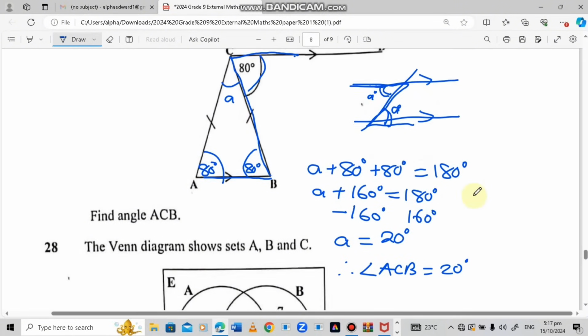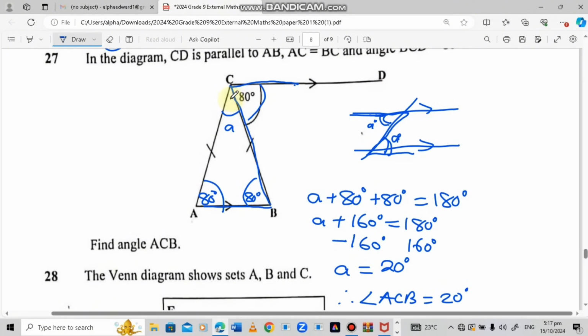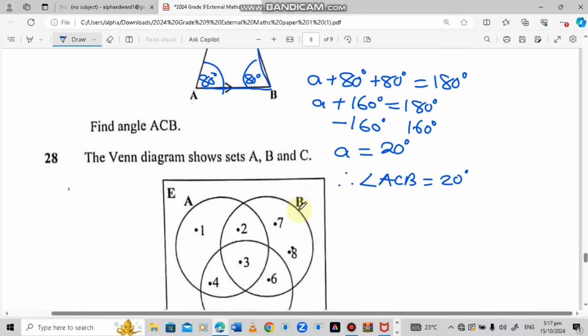You can see that it's making sense because this angle is an acute angle and it's looking so small. So 20 degrees is making sense.